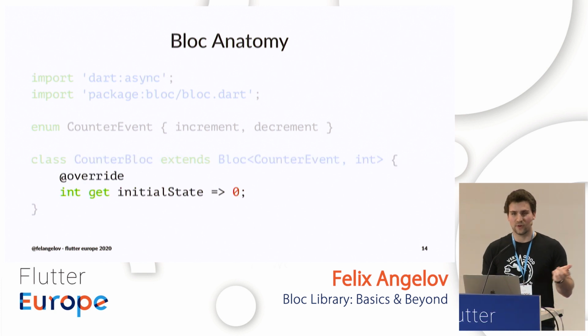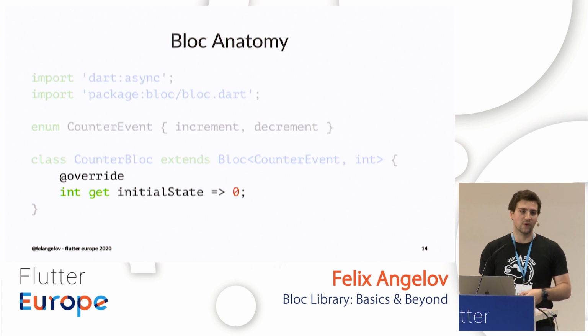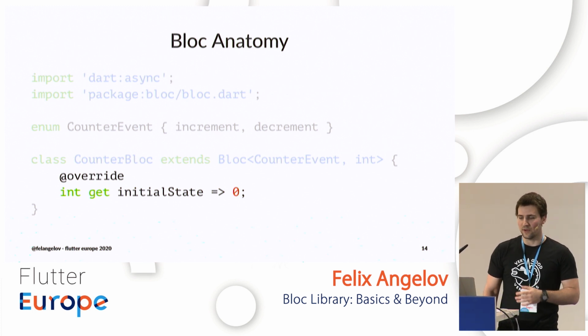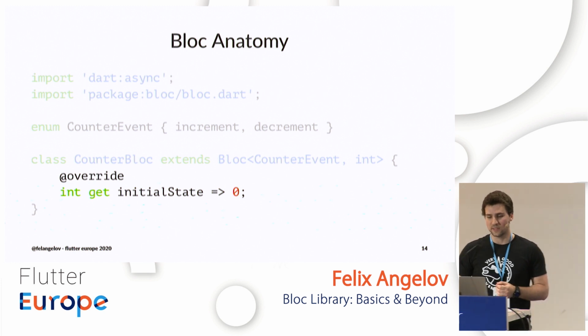So the first override is the initial state of the bloc. Every bloc has to have one, and it's basically the state before any events are added to the bloc. So if I never interact with the bloc, but I want to consume it somehow, what is going to be the value of the state?